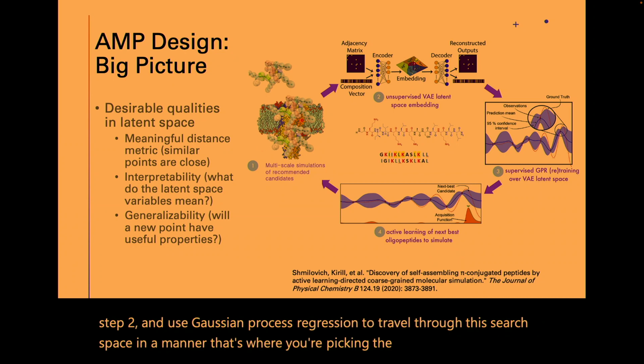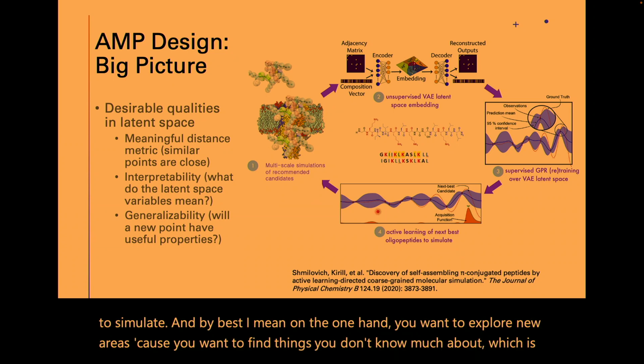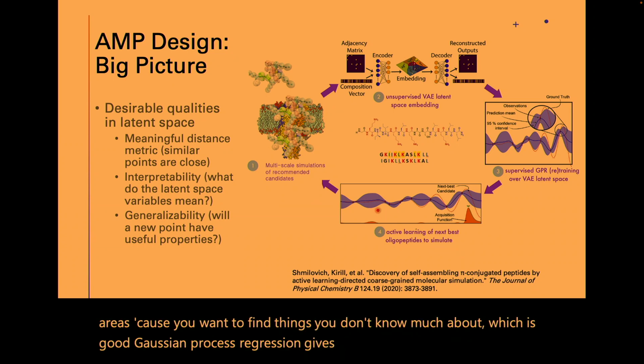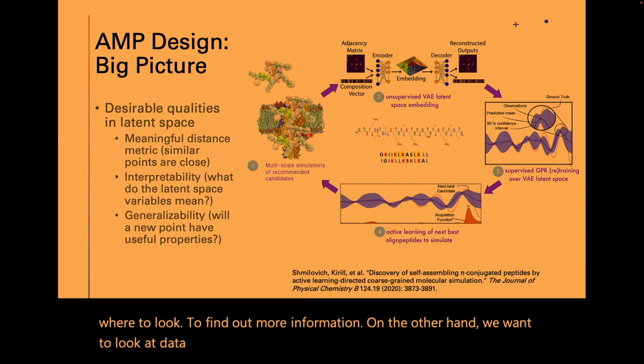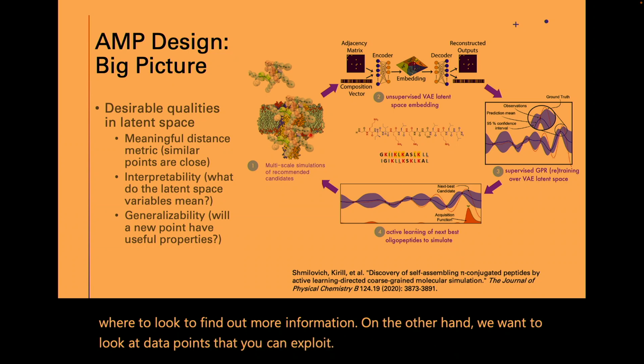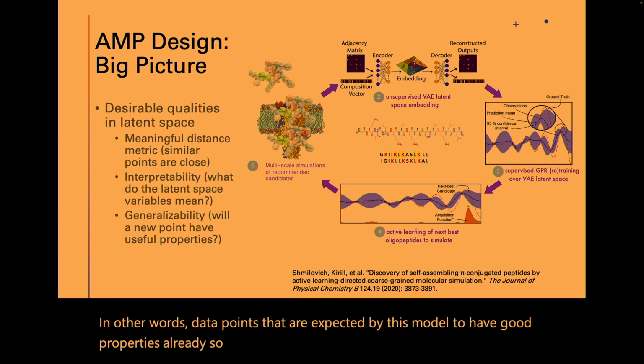the best things to simulate, and by best I mean, on the one hand, you want to explore new areas because you want to find things you don't know much about, which is good. Gaussian process regression gives you uncertainties, so it tells you where to look to find out more information. On the other hand, we want to look at data points that you can exploit. In other words, data points that are expected by this model to have good properties already, so you kind of do this exploration, exploitation, traversal of the space.